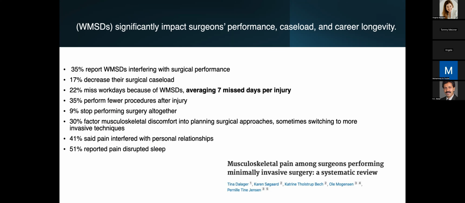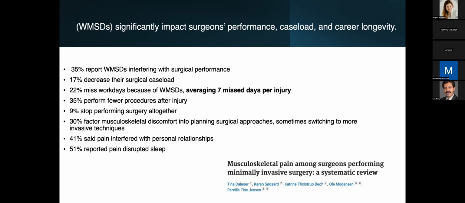So again, although the data is limited, we do know that there are major implications regarding caseloads, practice patterns, and career longevity. I think there was another research article that I looked into that showed that 15 to 35% reported that WMSDs affected their surgical performance, and 70% of them actually reported decreasing their surgical caseload as a result.